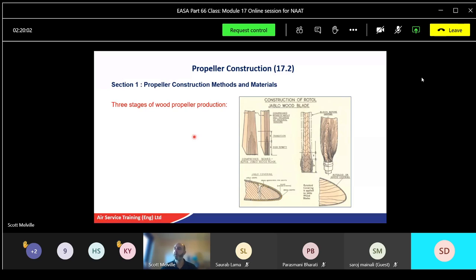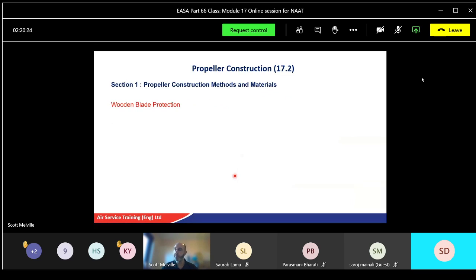Other types, we've got this construction of Rotol or Jablo wood type blade, and it's just another version of a lamination. Some have got covers and screws going in there. Again, if you start putting screws in, you start to weaken it. This is that old type of what's called a Jablo wood blade, just a different version.